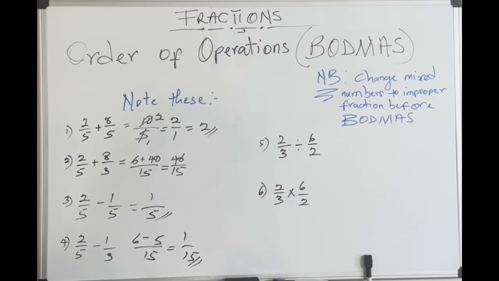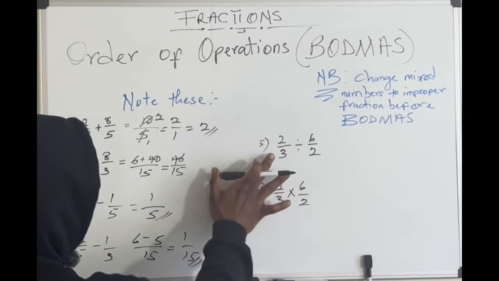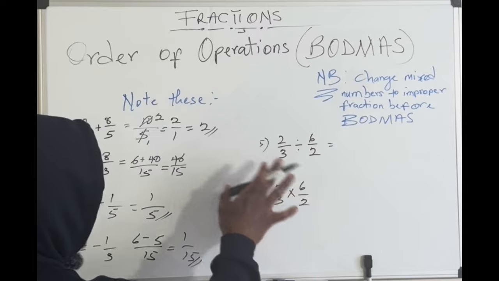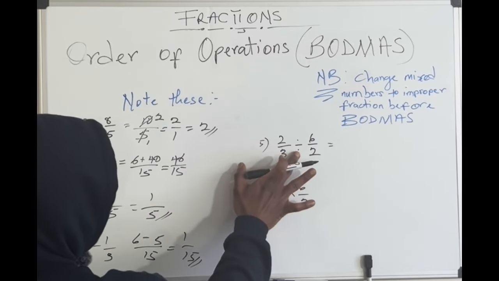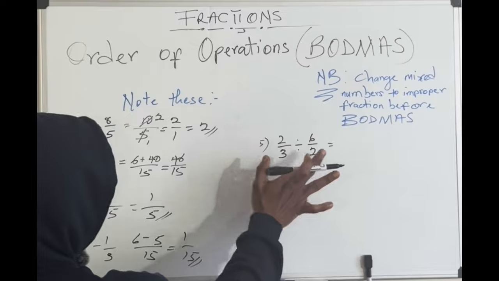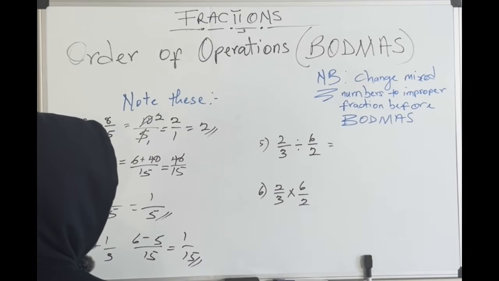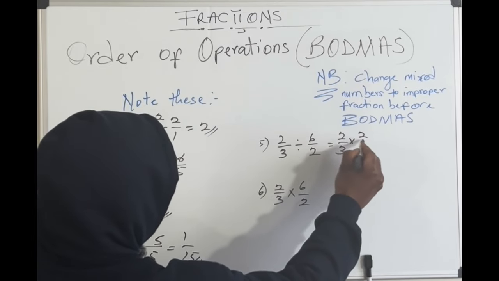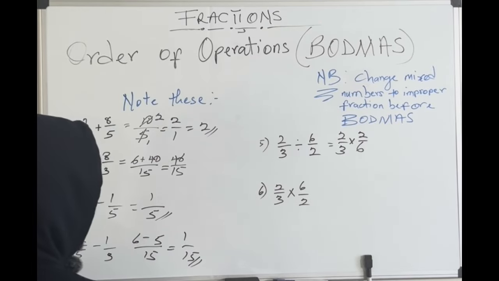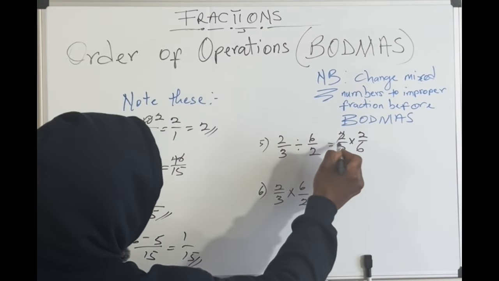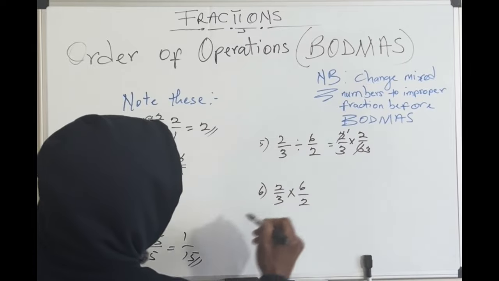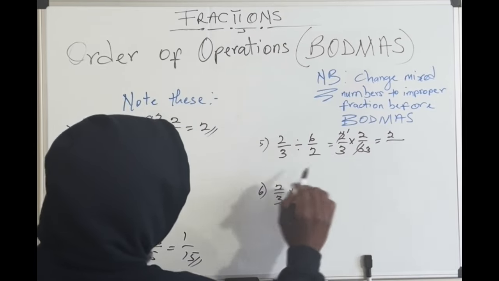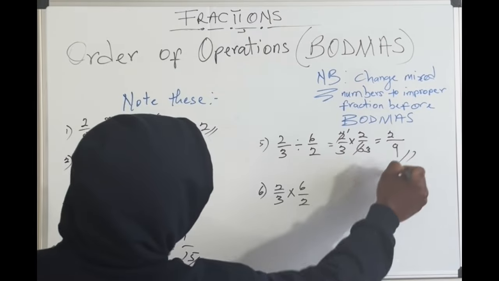And then when we come to the division part, 2 over 3 divided by 6 over 2, you can't just work it out. You need to change the division sign to multiplication and also flip the numerator and denominator. So 2 over 3 times 2 over 6. Then you can go ahead and do any cancellation. So 2 goes here, 1 goes here, 3. So the final answer will be 1 times 2, 2 over 3 times 3 is what? 9. So 2 over 9.